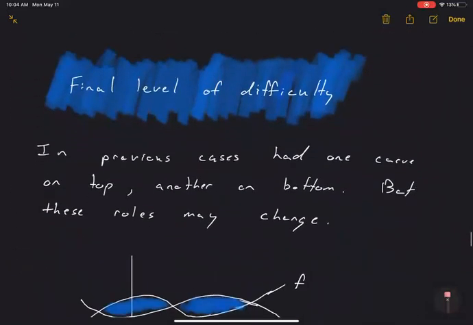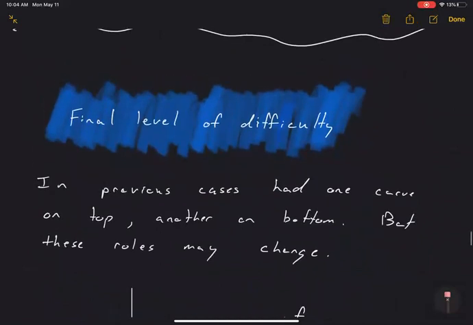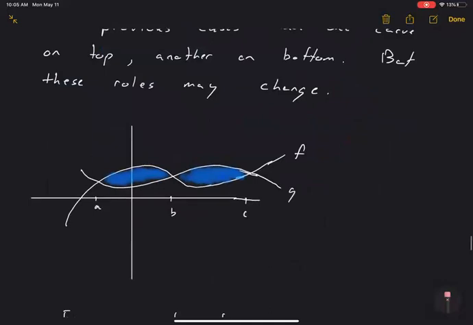Okay, we have one final level of difficulty. In the previous cases, even if we didn't know the endpoints, we could draw a picture of our curves and see, okay, this curve's on top and this curve's on bottom. And that's important, right? Because we want to subtract top minus bottom. We never want to do bottom minus top. So it's important to know which curve's on top and which curve's on bottom, but that might change in the middle of the problem. So what if we have curves like this?